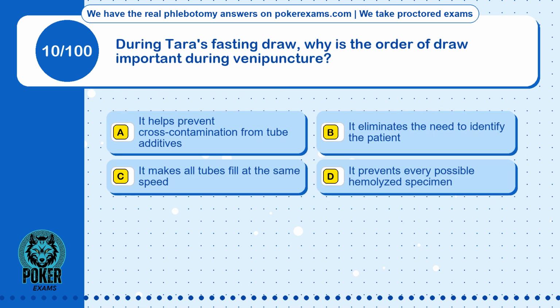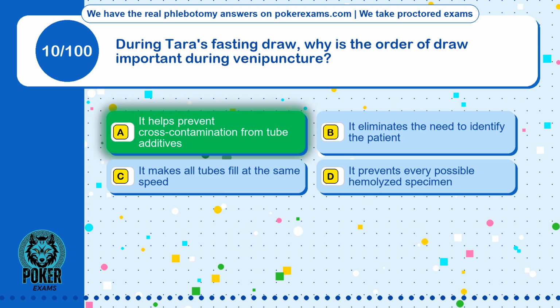Question 10. During Tara's fasting draw, why is the order of draw important during venipuncture? Option A. It helps prevent cross-contamination from tube additives. Option B. It eliminates the need to identify the patient. Option C. It makes all tubes fill at the same speed. Option D. It prevents every possible hemolyzed specimen.